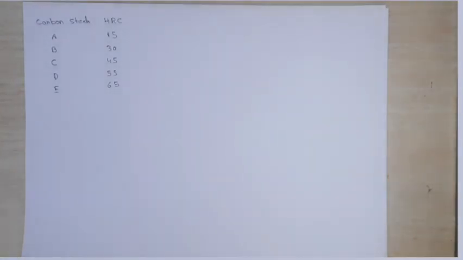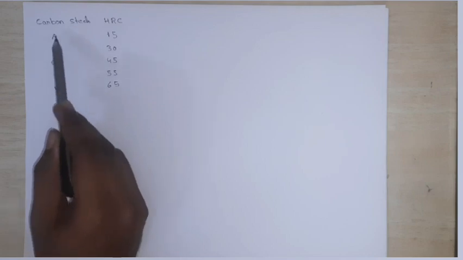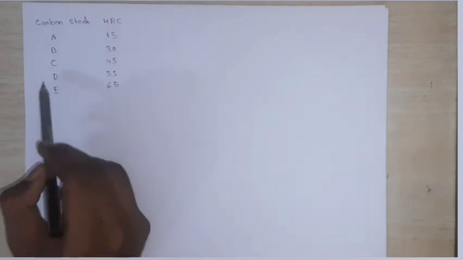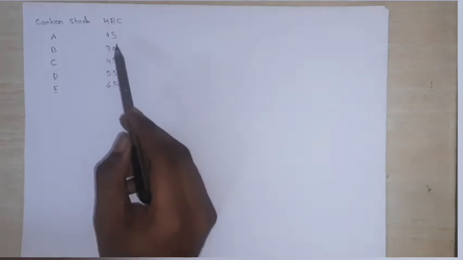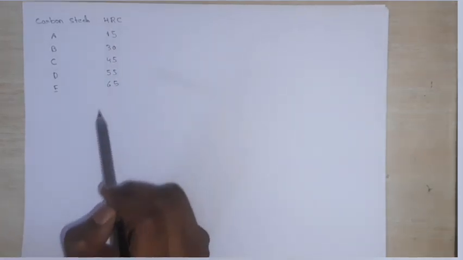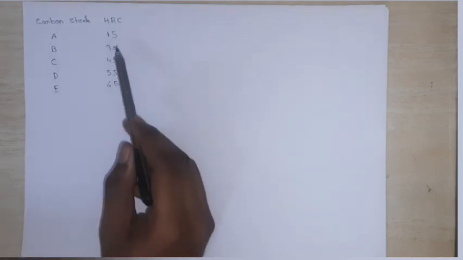Hello guys, today let us discuss a very interesting concept of carbon steels. So straight into the topic. Here we have five carbon steels, let us say A, B, C, D, E. And these steels have hardness values like 15, 30, 45, 55, 65. If we see all these steels, the hardness is increasing.